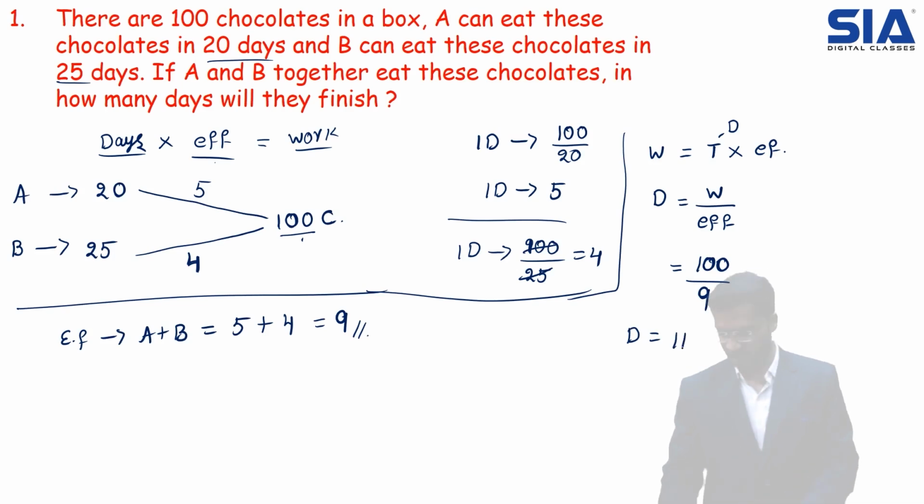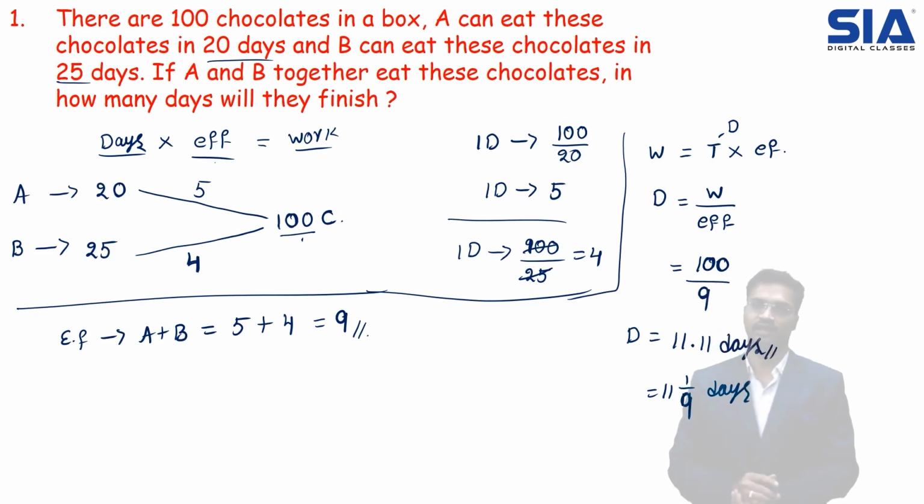100 by 9 can be written as 11.11 days, or 11 1 by 9 days. So regarding this formula, we have to solve like this. If you understand this concept very clearly, you can solve time and work questions very simply.